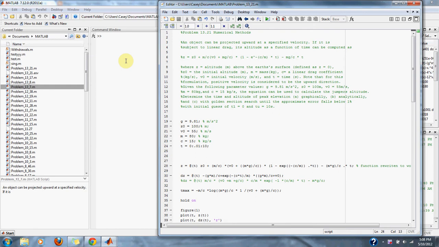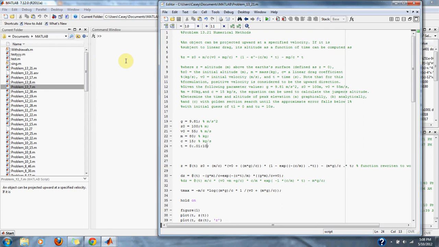z sub 0 is the initial altitude in meters, and m equals mass in kilograms. c equals a linear drag coefficient in kilograms per second. v sub 0 equals initial velocity in meters per second, and t equals time in seconds. Note that for this formulation, positive velocity is considered to be the upward direction.